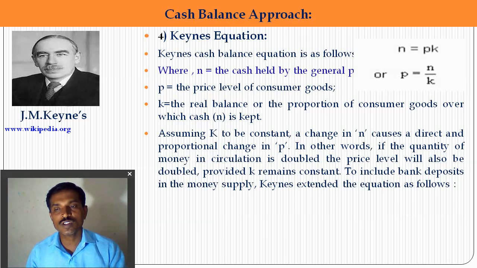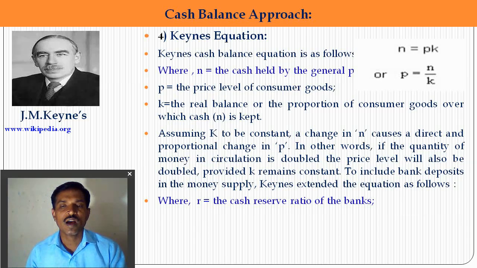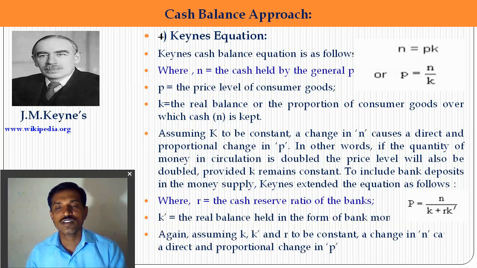Including bank deposits in the money supply, Keynes extended the equation in another way. He also explained his equation as follows: R is equal to the cash reserve ratio of the bank. So P = N/(K + RK'). K' is the real balance held in the form of bank money. Again, assume K, K' and R are constant. A change in N, the proportion held in cash, causes a direct proportionate change in the price level P. So Keynes also added his equation to the cash balance approach.